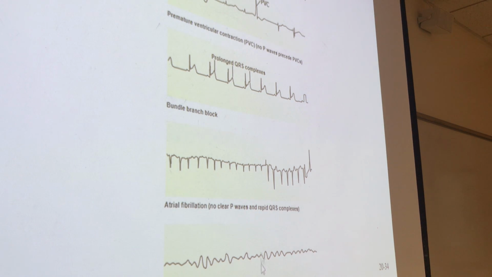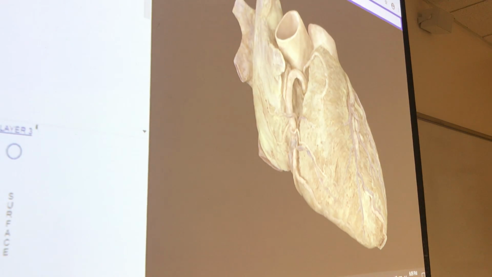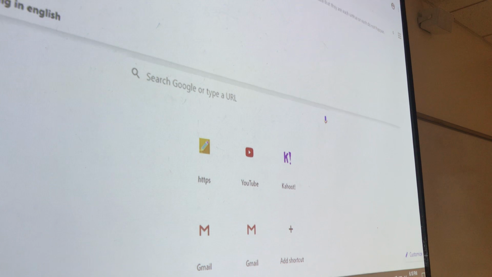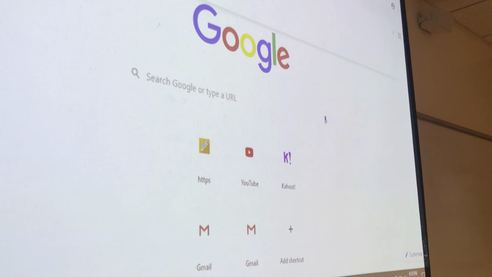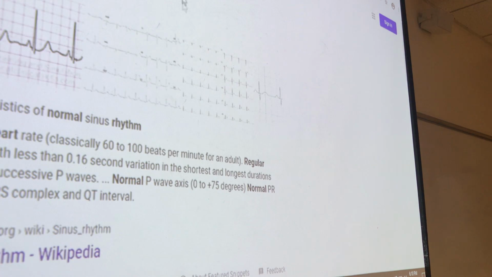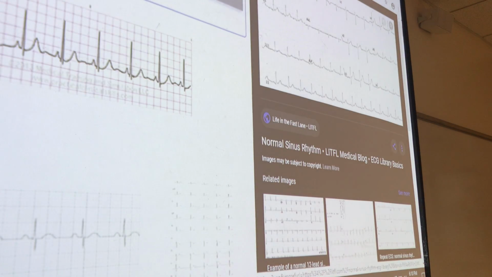So right here, I'll show you some examples of a healthy EKG before I show you some abnormal ones. So when you take a look at this normal readout right here, notice that some of these face down, some of these face upwards.